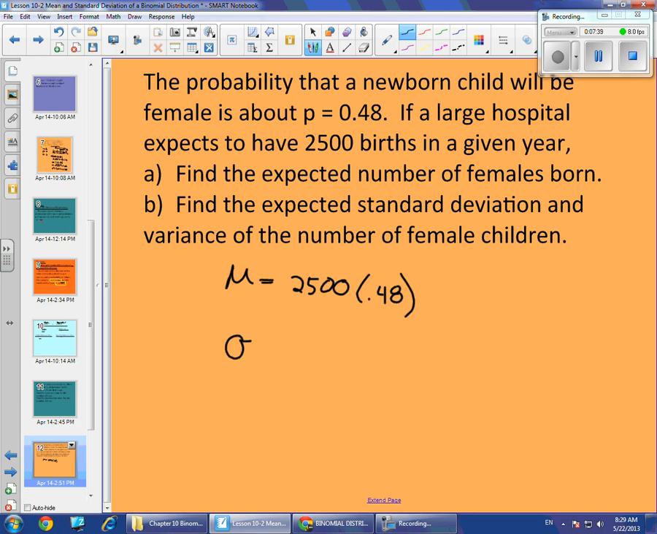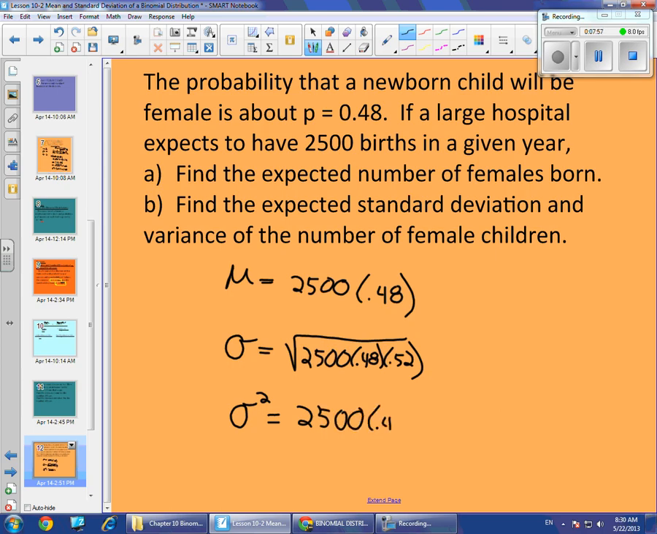And then the standard deviation will be the square root of 2,500 times 0.48 times 0.52. And if I want the variance, I'm just not going to square root that number: 2,500 times 0.48 times 0.52. So just like Niles, okay? And the values that you get here are 1,200, 24.97, and then 624. Something like that.